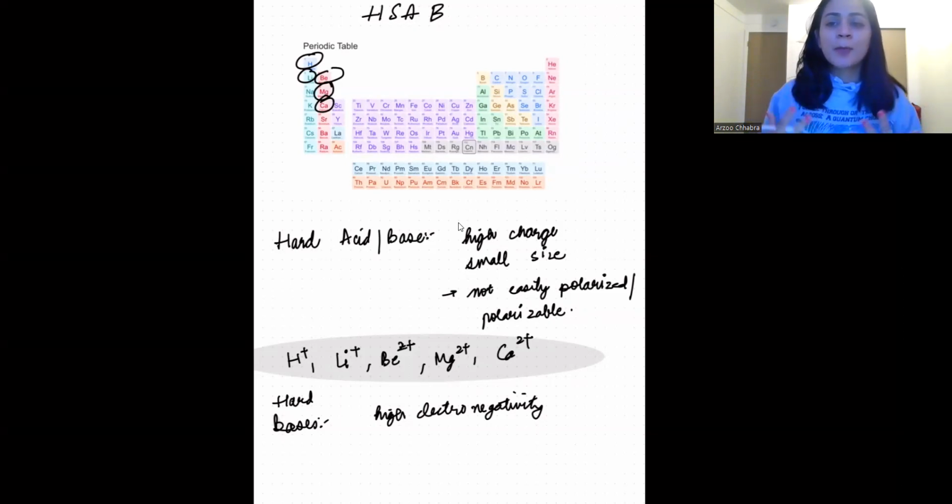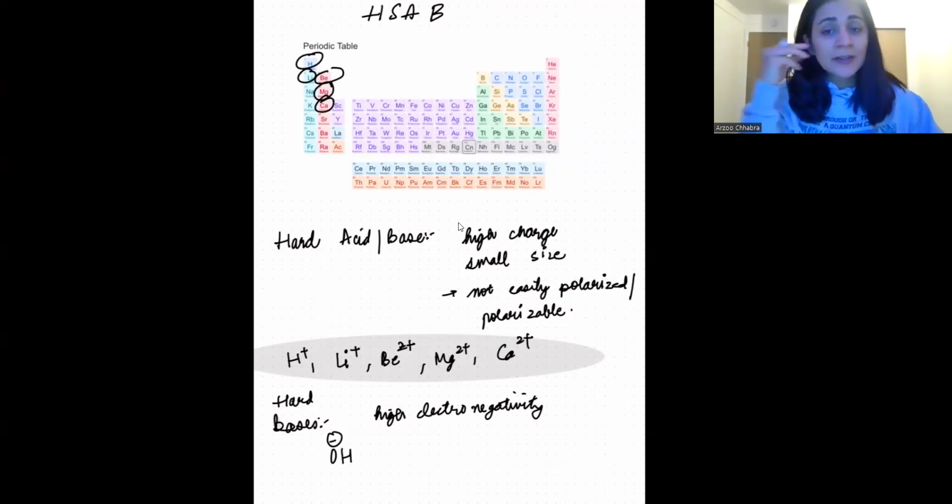Again, they have a very strong personality, they keep to themselves, they're not easily influenced, so they are part of a smaller circle. They're part of a smaller size and hard to polarize, and then you will see that they have a high electronegativity in terms of bases. Okay, so let's think about the examples of hard bases. So OH minus, right?